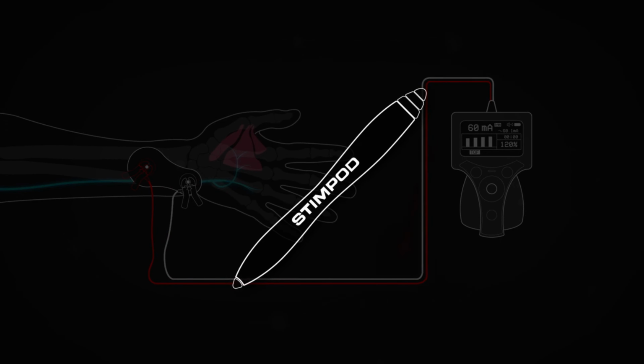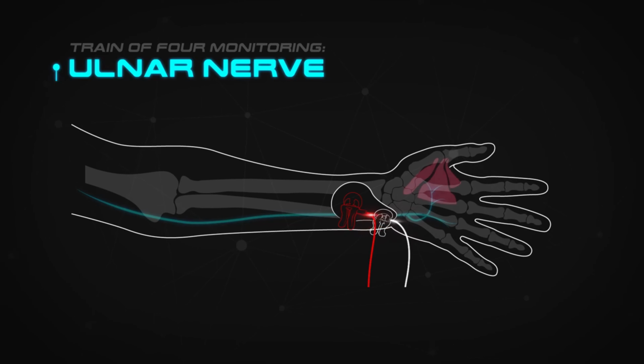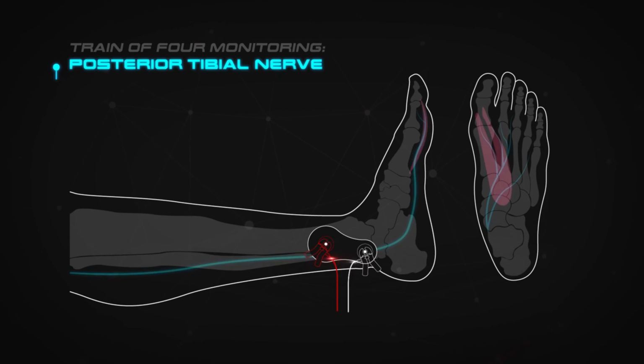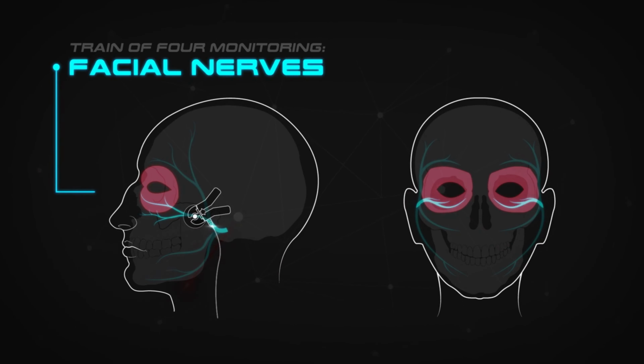For further demonstration and use of the nerve mapping pen for optimal electrode placement, please view the following videos by Xavant. Trainer for monitoring of the ulnar nerve, trainer for monitoring of the posterior tibial nerve, and trainer for monitoring of the facial nerves.